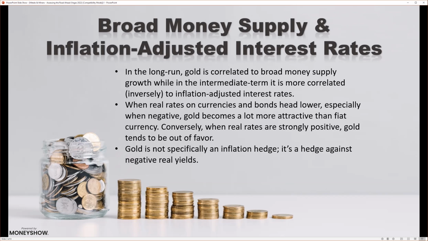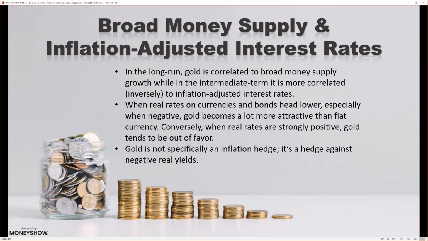This makes sense: when a 10-year treasury offers you a 7% annual yield while inflation is at 3%, you get a 4% real rate of return. Gold would be less attractive in that environment due to the high opportunity cost of earning a strongly positive real yield with the treasuries. On the other hand, if the 10-year treasury offers you a 2% annual yield while inflation is at 4%, you get a negative 2% real rate of return, and gold is a lot more attractive in that environment since the opportunity cost is negative.